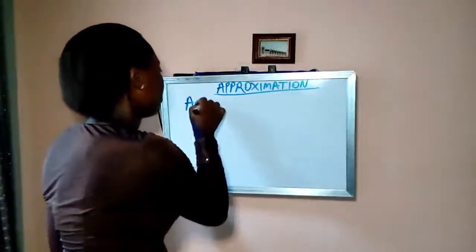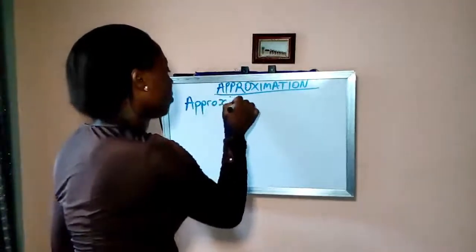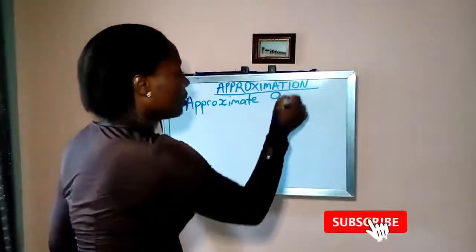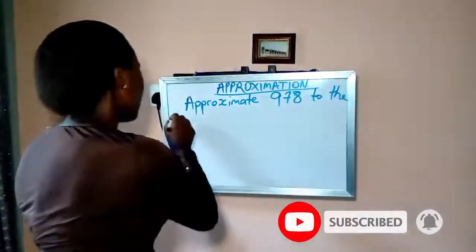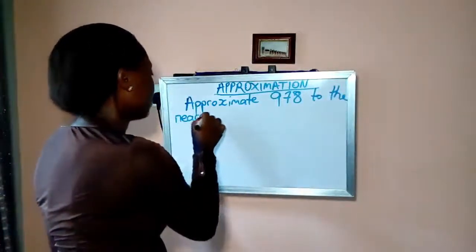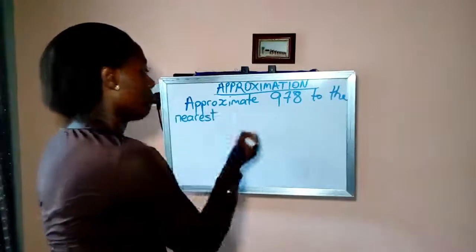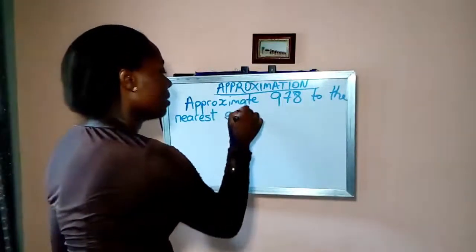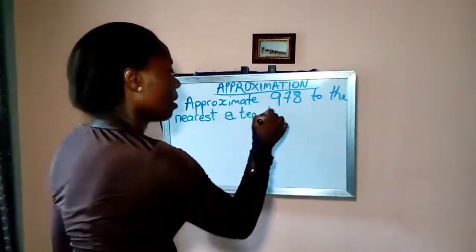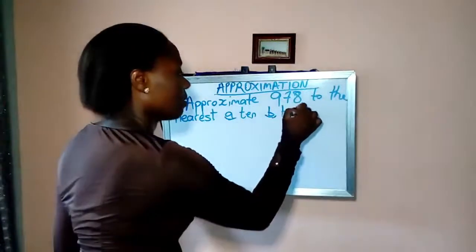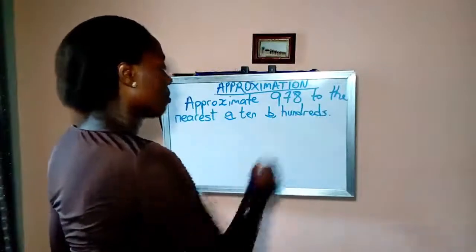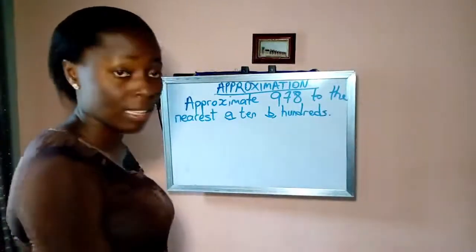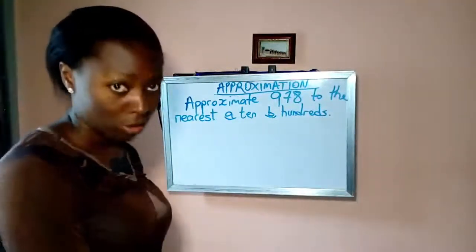Approximate 978 to the nearest A, 10, B, hundreds. Okay, approximate this number to the nearest tens and the nearest hundreds.